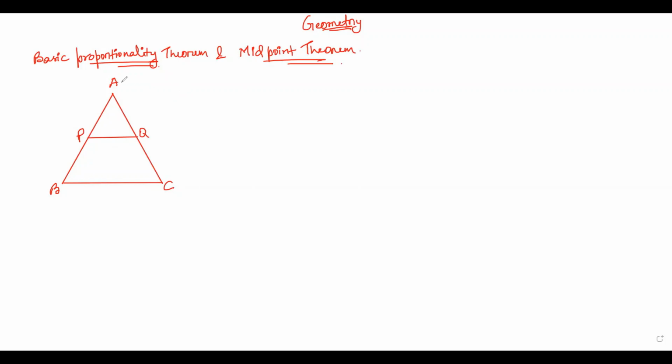Now let us see what is basic proportionality theorem and midpoint theorem. Suppose there is a triangle ABC such that P is a point on the side AB and Q is a point on the side AC, such that the line PQ is parallel to the side BC.